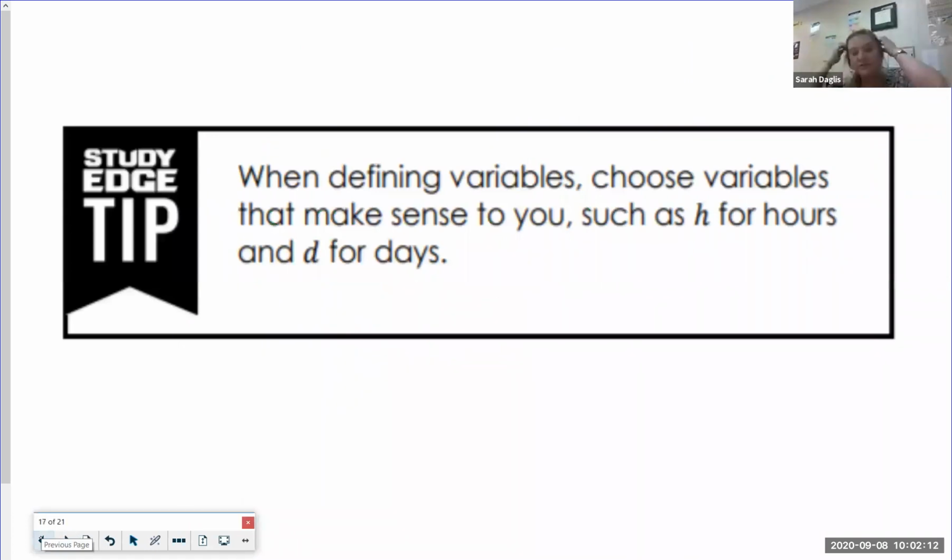All right, moving on. Study edge tip. When you are defining variables, choose variables that make sense to you. So like the one we just did, I used G for games and C for controllers because that made sense. Could you always use X and Y? Sure, you can. But it does make life a little bit easier if you can use variables that make sense to the actual problem, like H for hours and D for days.